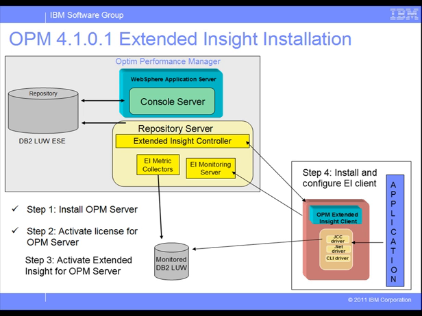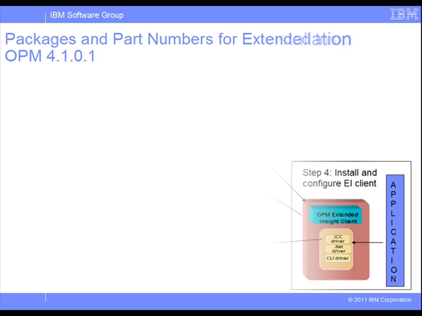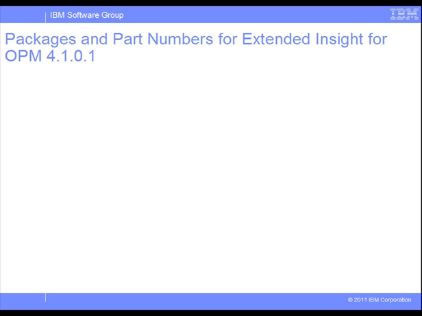Next, we need to install the Extended Insight client on the system where the monitored database applications reside. The Optim Performance Manager server and the Extended Insight client can be on the same or different machines depending on where the monitored applications are. In this example, we will install the Extended Insight client on a different AIX machine than the one with Optim Performance Manager installed. There are two packages that are needed for Optim Performance Manager Extended Insight.